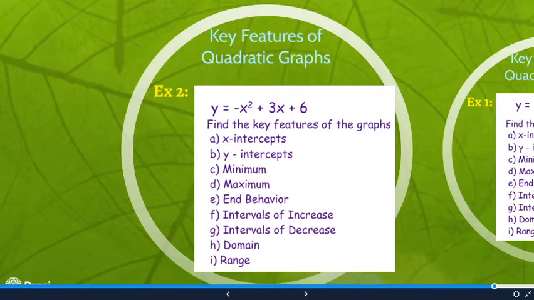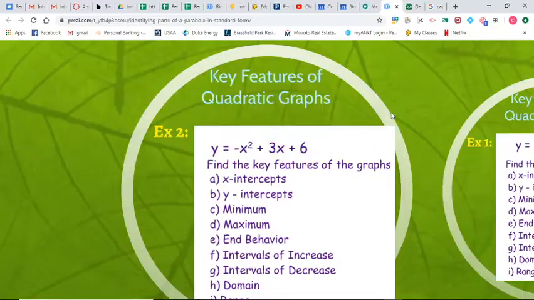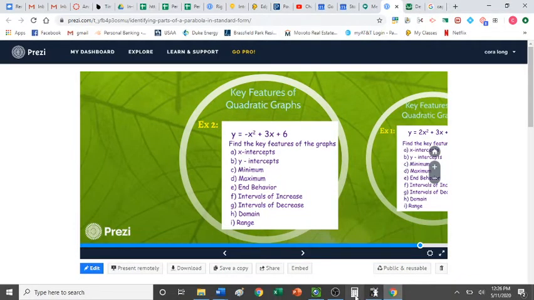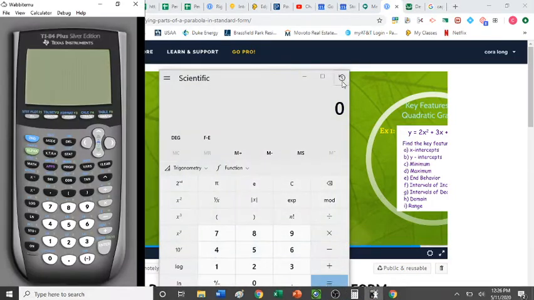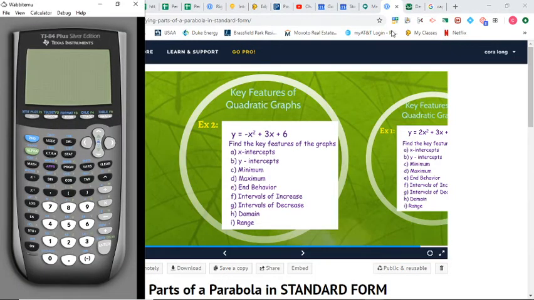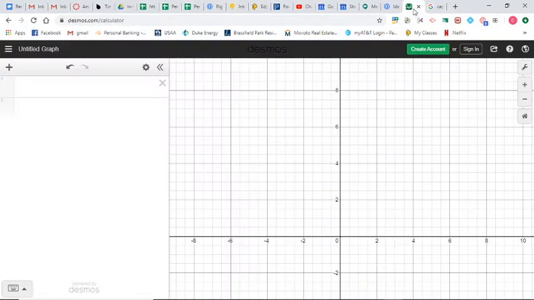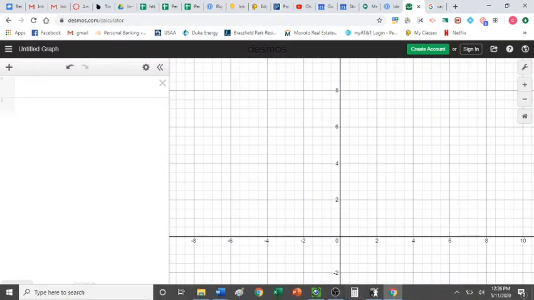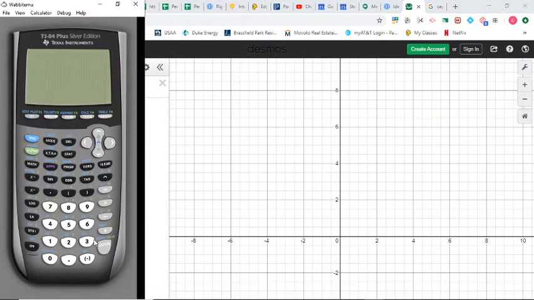Okay, so example 2, we're graphing the parabola y equals negative x squared plus 3x plus 6. I'm going to walk you through both methods. After example 2 and example 3, you can decide whether you prefer using your graphing calculator or desmos.com, and use the method that you prefer. Let's pull up my calculator. This calculator will not help me graph. I'm also going to pull up desmos.com and show you simultaneously how to do this.